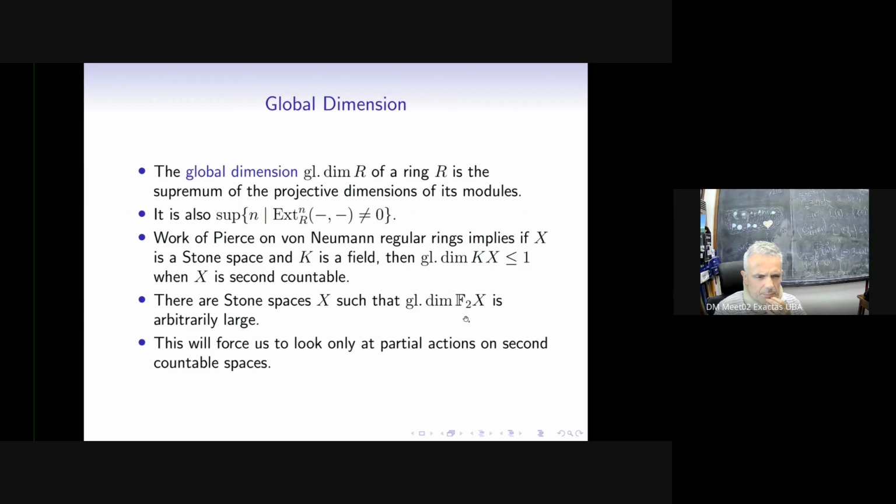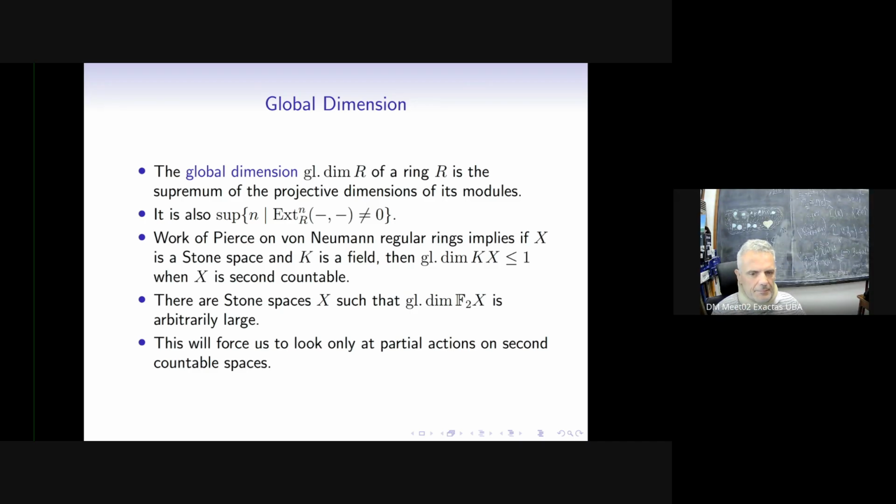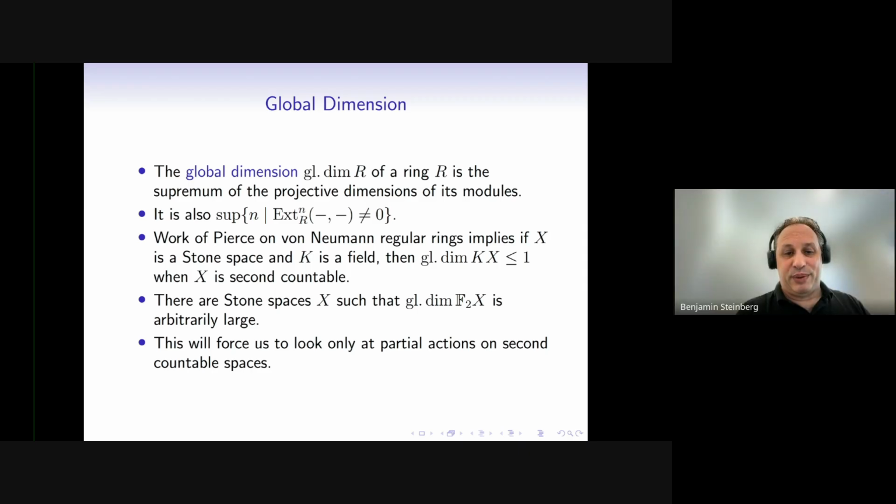Sorry, with a stupid question. Isn't F2 a field? Yeah, but now I'm taking the ring of continuous functions with compact support from X to F2. So I'm looking at a Boolean ring, basically. And Pierce shows you can get Boolean rings of arbitrarily large global dimension.